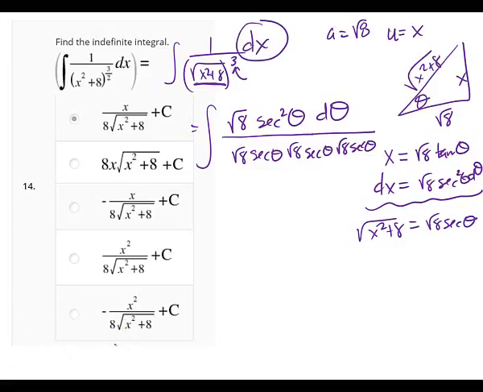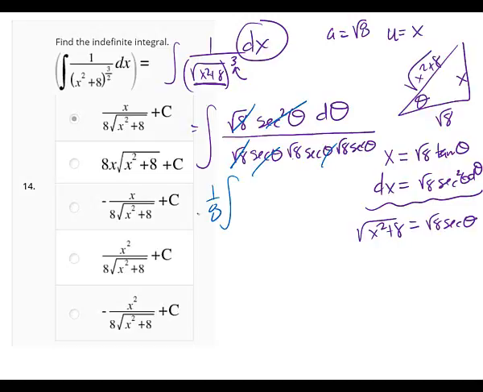Okay, what can I do? Take out a radical 8. What else? 2 secants, because there's a secant squared. All right, let's see what we have left. What's square root of 8 times square root of 8? 8. So don't I have a 1/8 I can pull out front? That made the radical go away. Wasn't that nice?